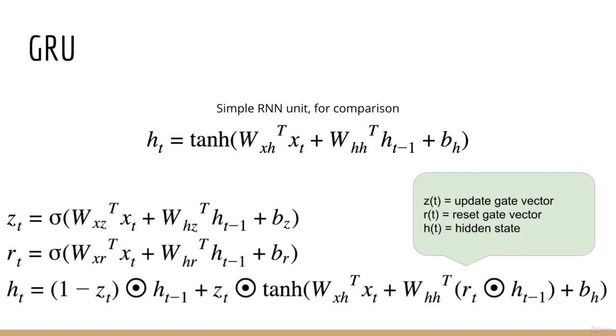First, we calculate z of t, which is called the update gate vector. Second, we calculate r of t, which is called the reset gate vector. And finally, we calculate h of t, which is the hidden state vector, which is, as with the simple recurrent unit, what gets passed on to the next layer in the neural network. So let's analyze these equations so that we can make sense of the GRU.